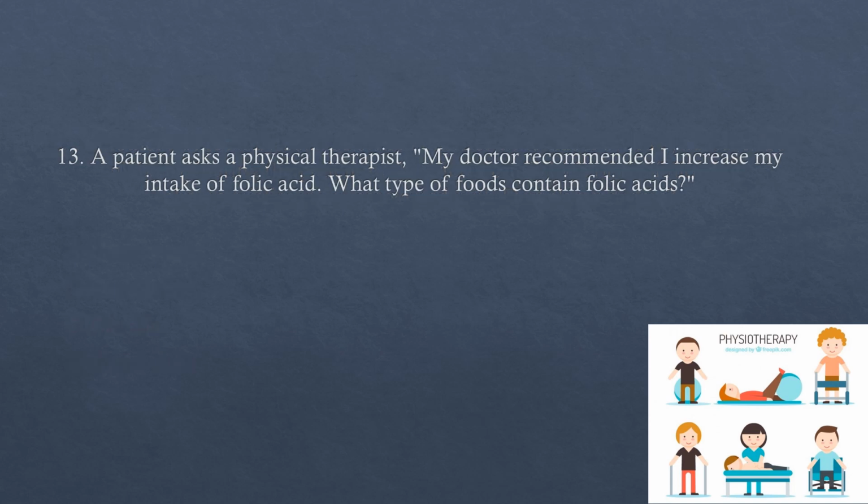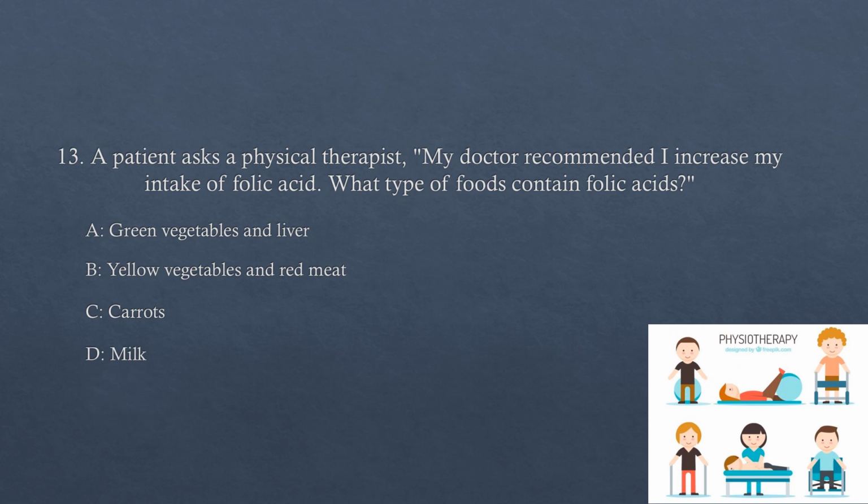Question number 13. A patient asks a physical therapist, "My doctor recommended I increase my intake of folic acid. What type of food contains folic acid?" A. Green vegetables and liver. B. Yellow vegetables and red meat. C. Carrots. Or D. Milk. And the answer is A. Green vegetables and liver. Let's go to the next question.